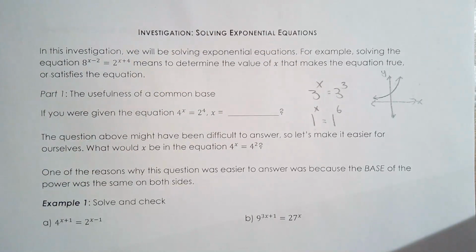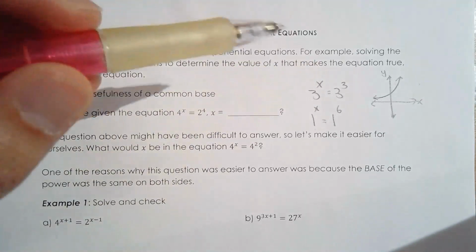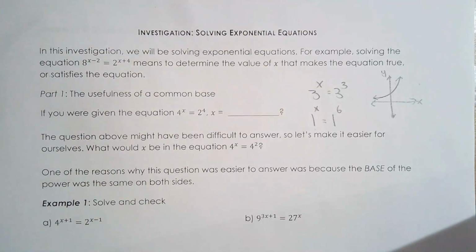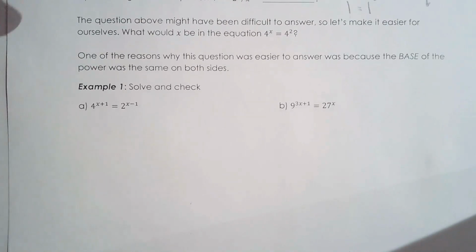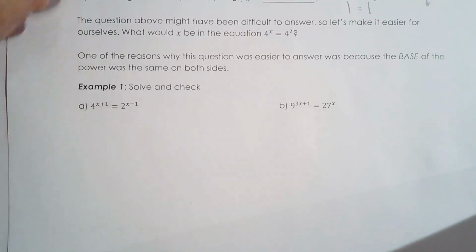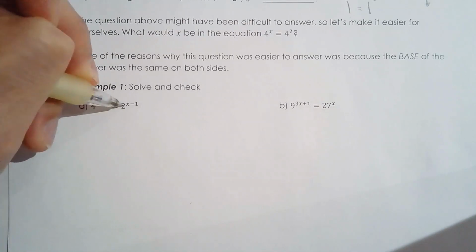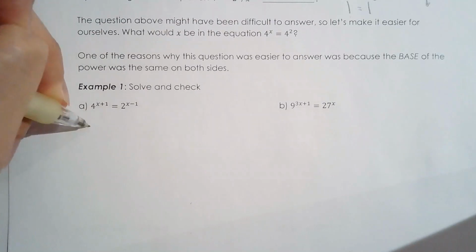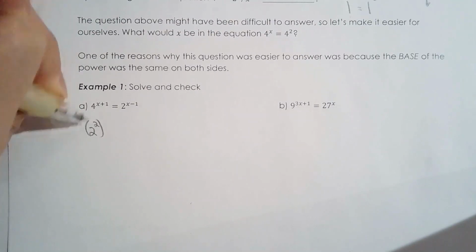All I'm trying to say here is if you have two powers, having a common base would be a great idea, because if the bases are common, you can set the exponents equal to each other. So here I have a base of 4 and a base of 2. Let's change them both to a base of 2. I could change 2 to be the square root of 4, but it's much easier to say 4 is 2 squared.